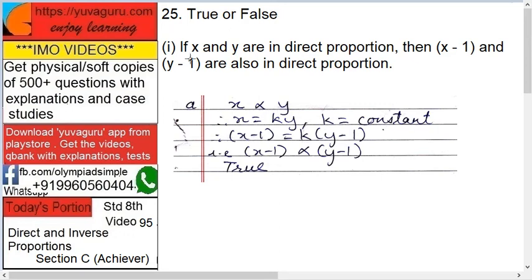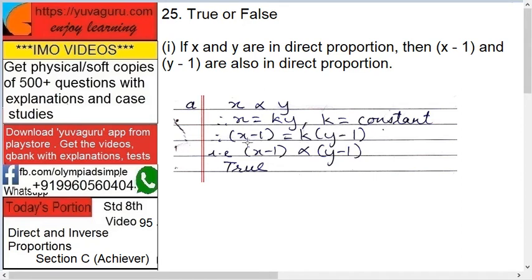Next, true or false. If x and y are in direct proportion, then x minus 1 and y minus 1 are also in direct proportion. Okay, let's check this. X is directly proportional to y, so both in numerator, so x equals ky, k is constant. Now what will we do? Put x minus 1 for x and y minus 1 for y.